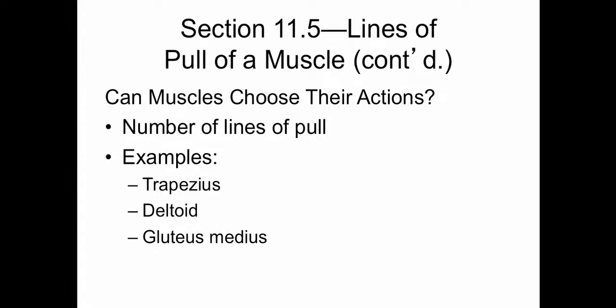If the muscle has more than one line of pull, then the central nervous system can direct motor units that lie only within the line of pull of the muscle to contract. Examples of muscles with more than one line of pull are listed here: the trapezius, the deltoid, and the gluteus medius.